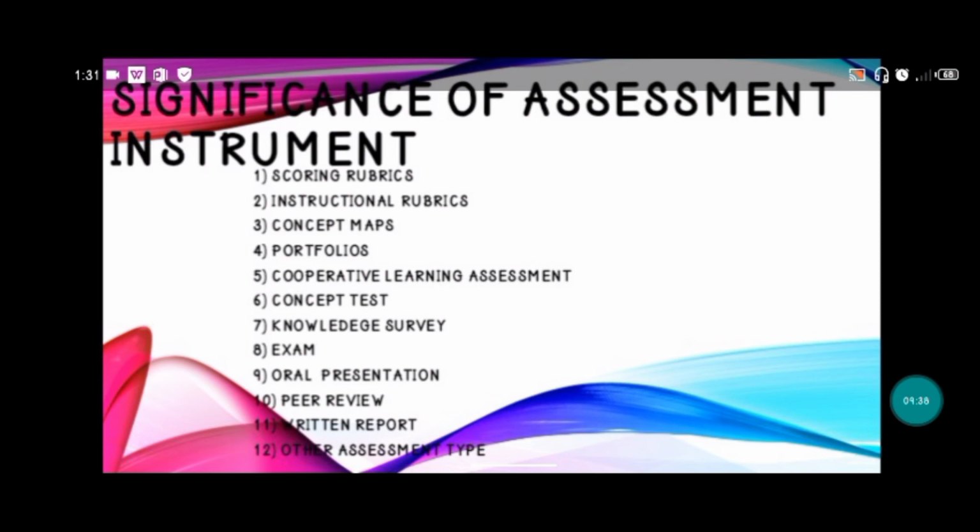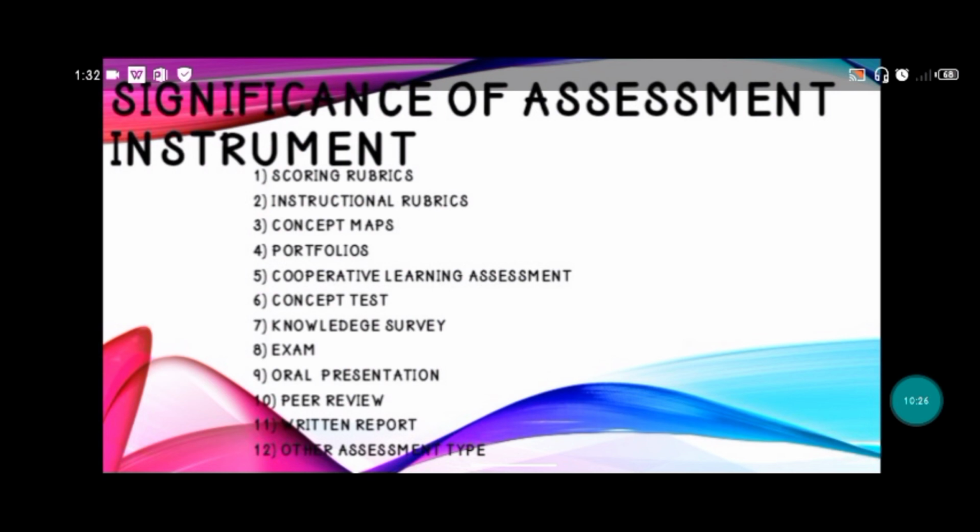Next, knowledge survey. So this helps teachers in determining whether or not the students could answer a survey, of course, content questions. Next is exam. So exam helps find tips on how to make exams better assessment instruments. Next is oral presentation. So this helps provide tips for evaluating student presentations. Number 10 is peer review. So this would allow students to assess themselves and each other.